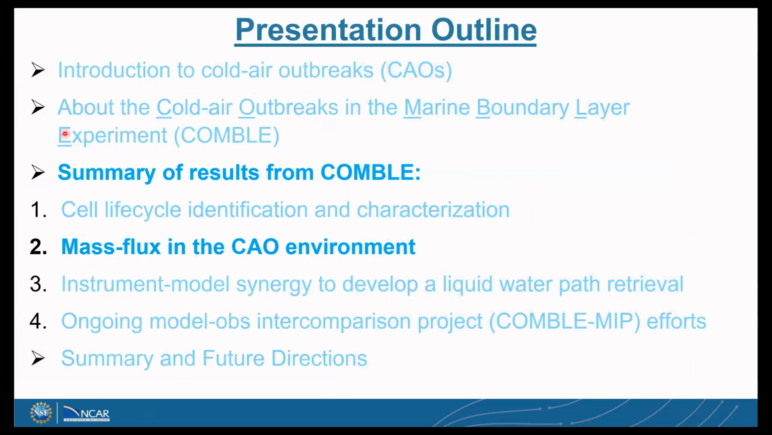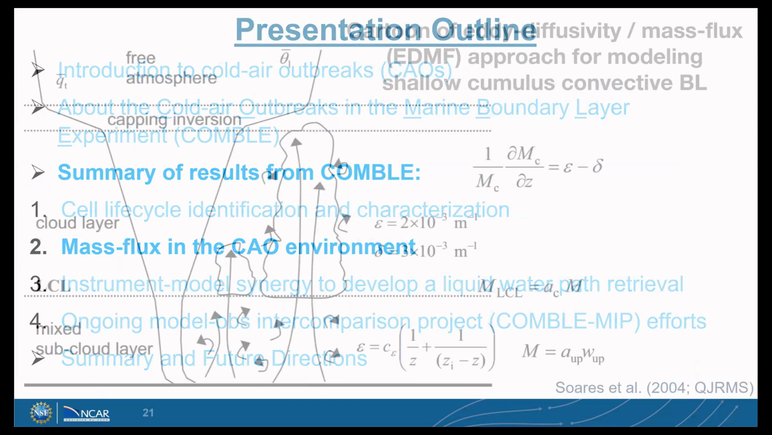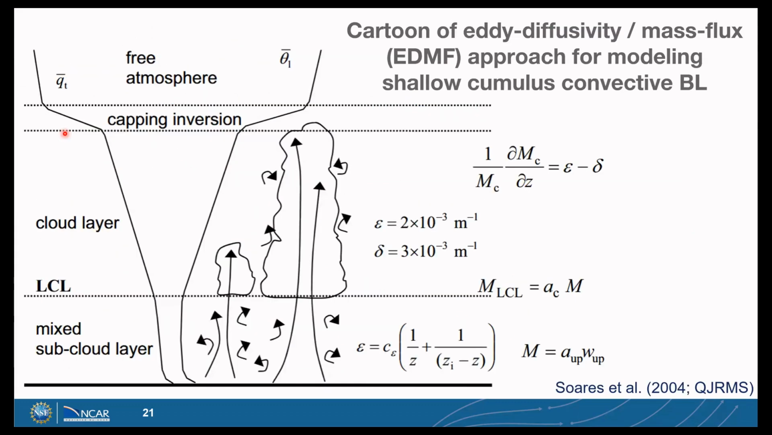Okay, so now I'm just going to talk about some more preliminary work, and this is about mass flux in the CAO environment. As you might imagine, in this very convective, turbulent environment, you have organization of structures, right? And so we have organization of clouds. We would assume that there's some organization of these boundary layer structures.